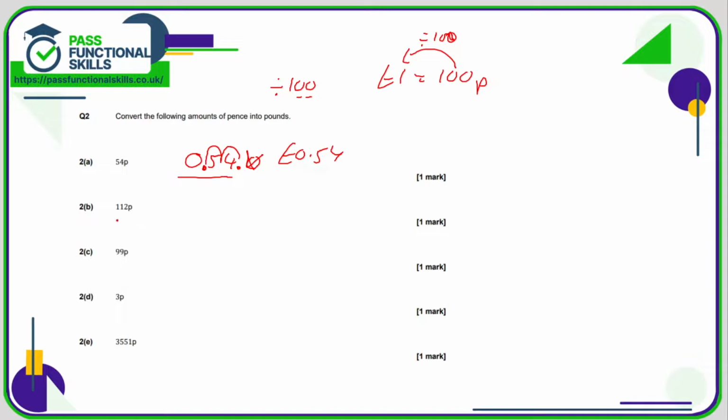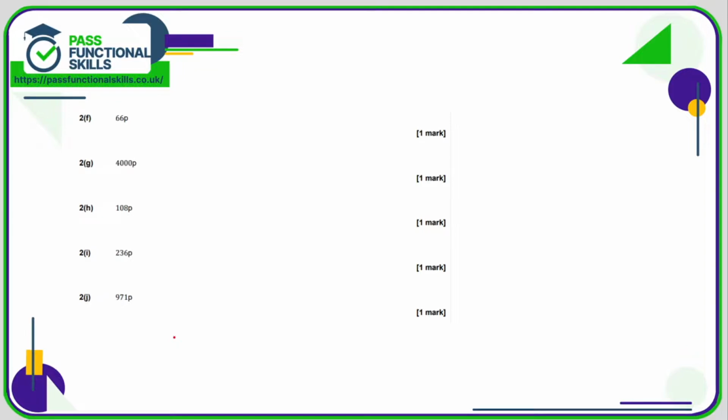Basically, if there's more than 2 digits, we can easily just create two decimal places just by sticking a decimal point somewhere to create two decimal places. So 112 pence, 1.12 pounds. 99, that is 0.99, so creating two decimal places, £0.99. 3, I'm going to write a 003, put a decimal point in to create two decimal places, and for E, again 3551, just stick a decimal point so that we've got two decimal places, £35.51.